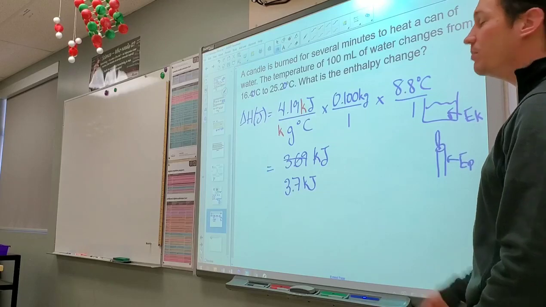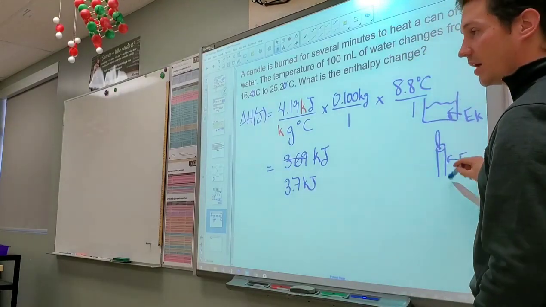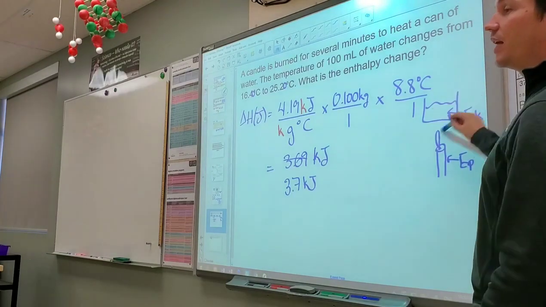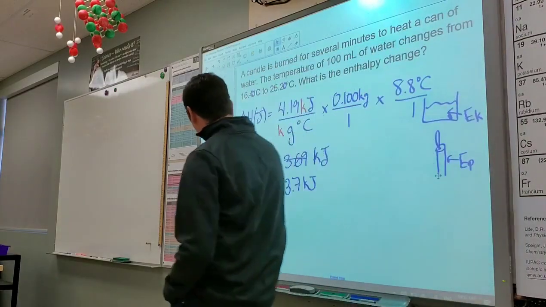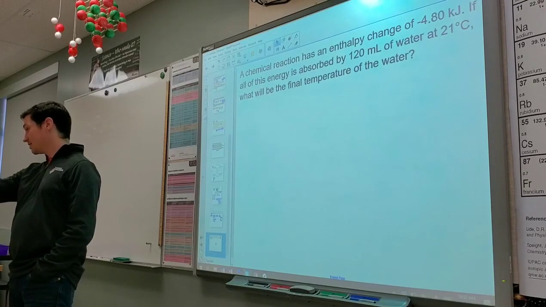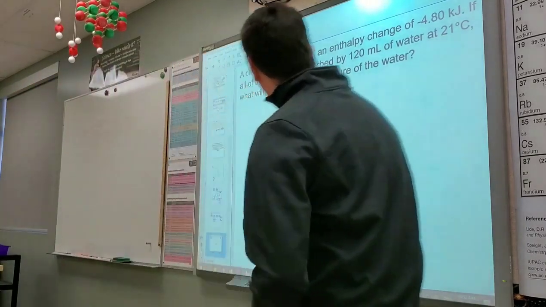3.7 kilojoules. And we measured that. Did we measure directly the amount of energy lost by the candle? No, but we inferred that the energy gained by the water is the same as the energy lost by the candle. Because we're in an isolated system, right? There's a difference between a closed system and an isolated system.